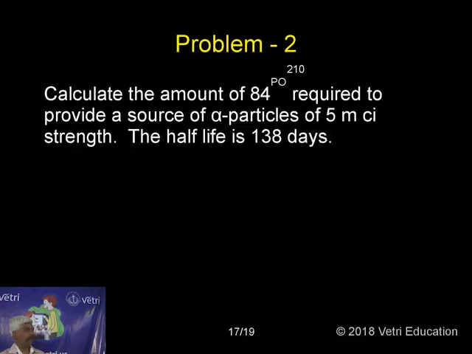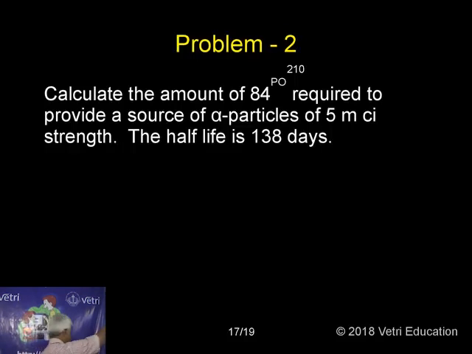Polonium is required to provide a source of alpha particles of 5 millicurie strength. The half-life is 138 days. Calculate the amount of 84Po210 required to provide a source of alpha particles of 5 millicurie.